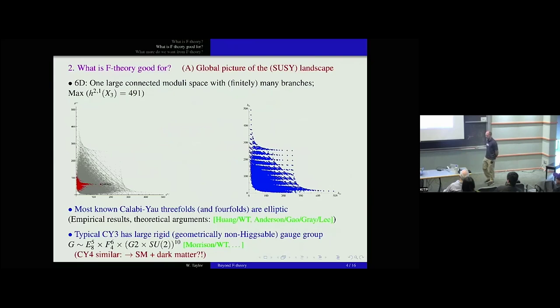Okay, what is F-theory good for? I'm going to describe 2 ways in which I think F-theory is uniquely powerful and has given us some very interesting results. The first one is that F-theory gives us a really global picture of the landscape of supersymmetric string compactifications in a much broader way, I believe, than any other framework that we have for describing string compactifications. And this is most clearly illustrated in 6 dimensions.